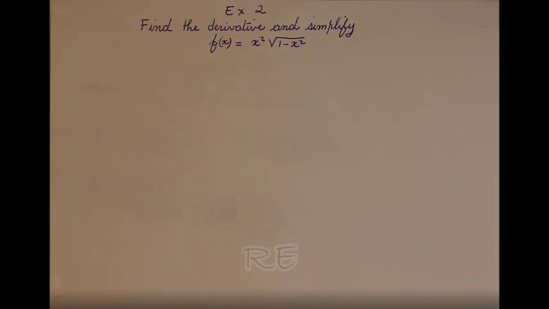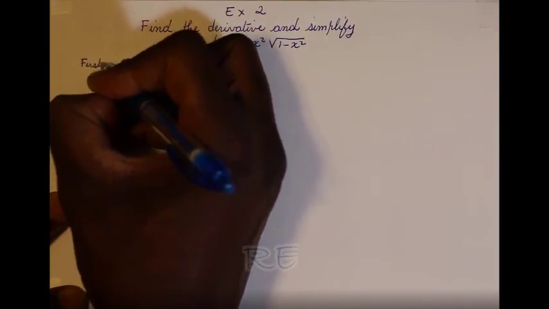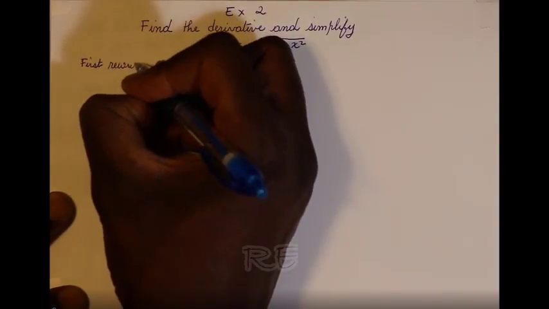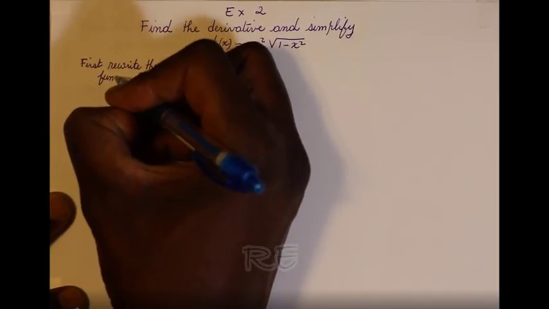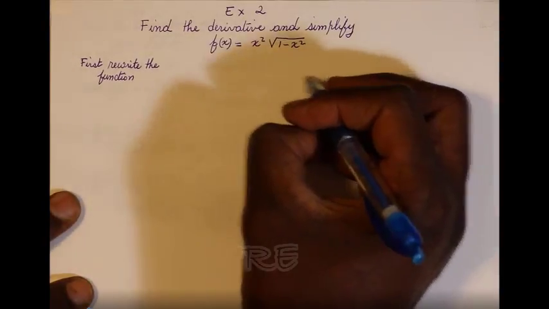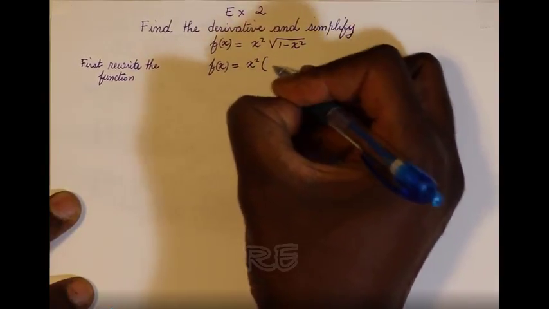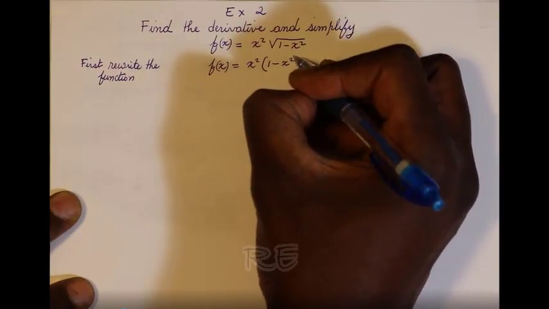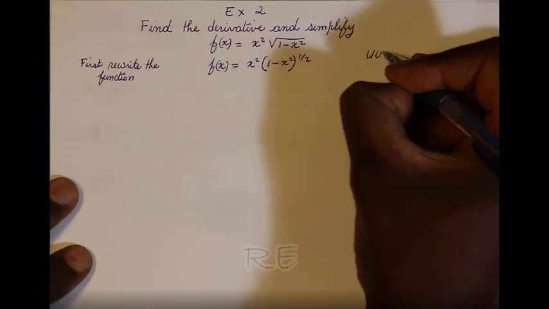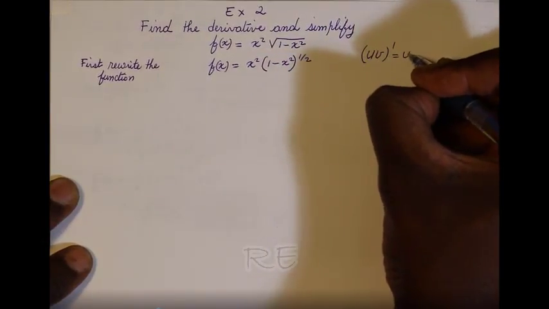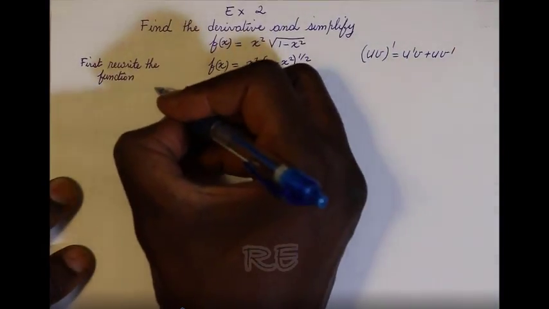If f of x is rewritten, the function becomes x squared times 1 minus x squared to the 1/2. So the function is in the form of u times v. The derivative of u times v is equal to u prime v plus u v prime, the product rule.